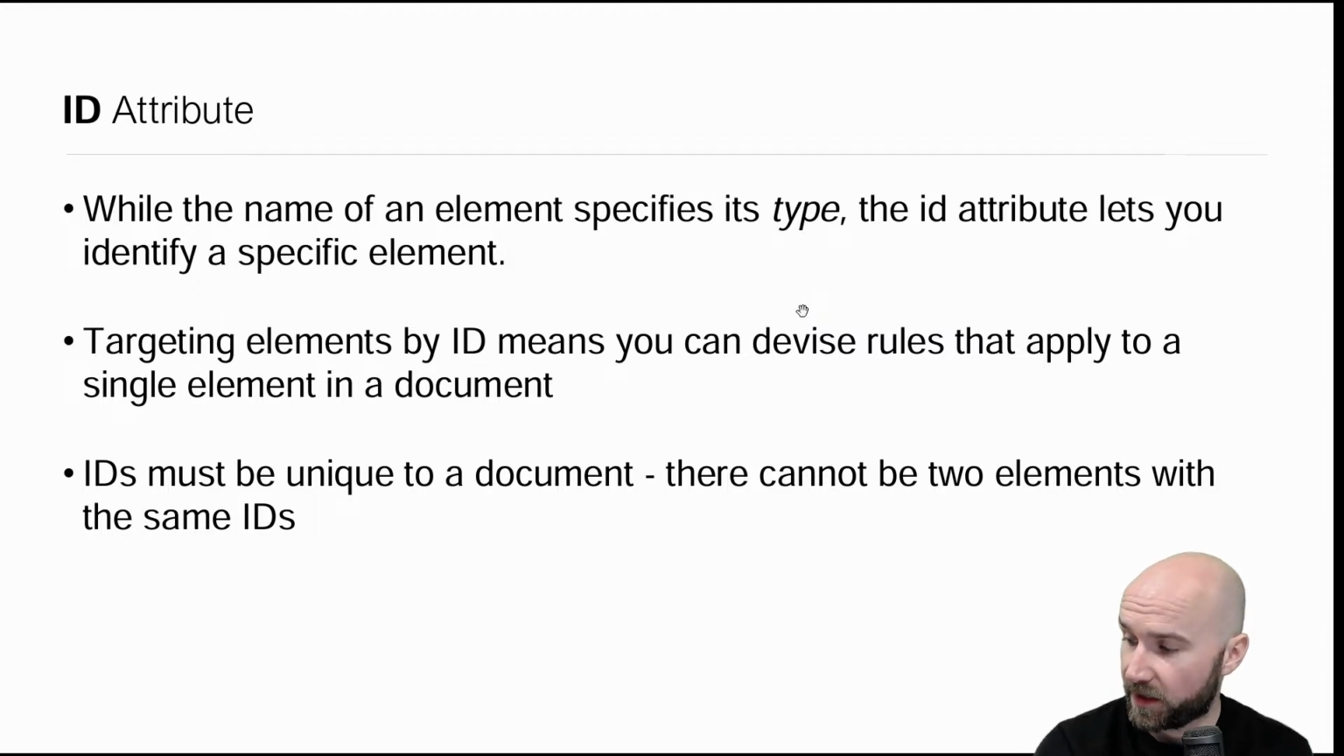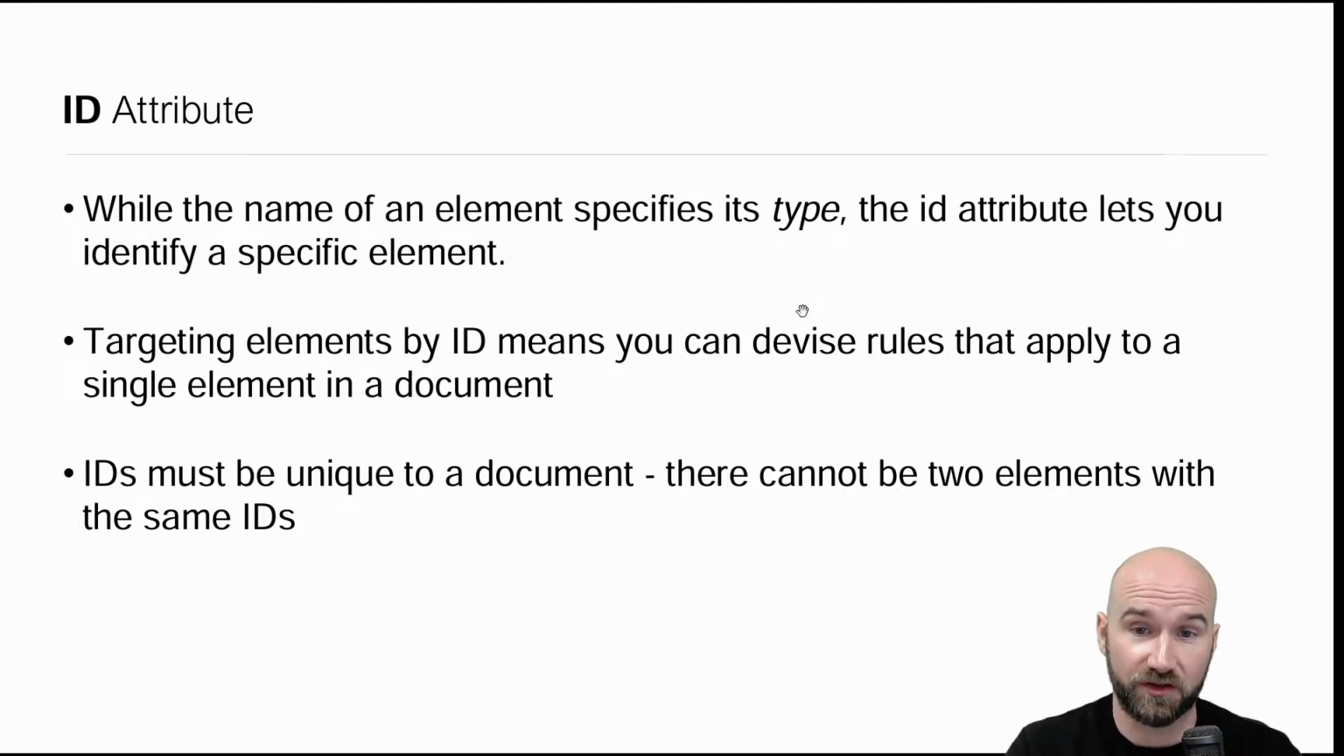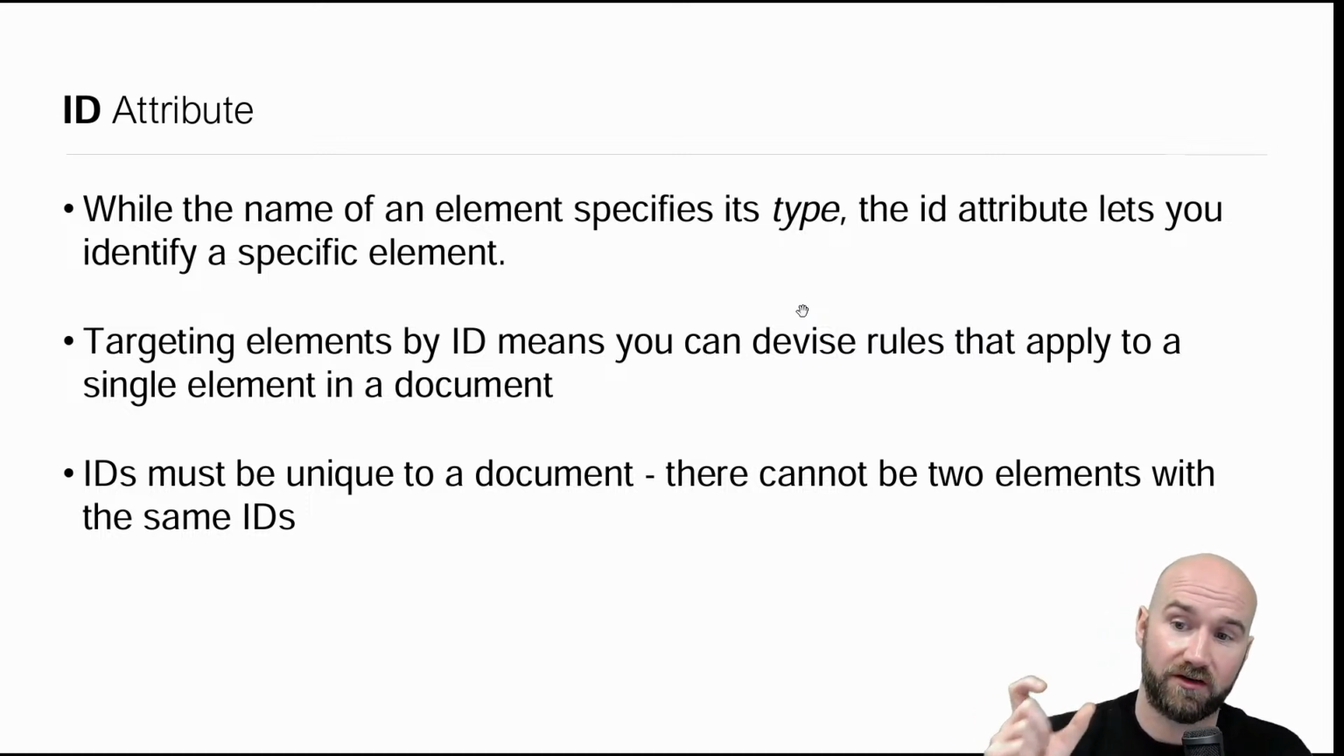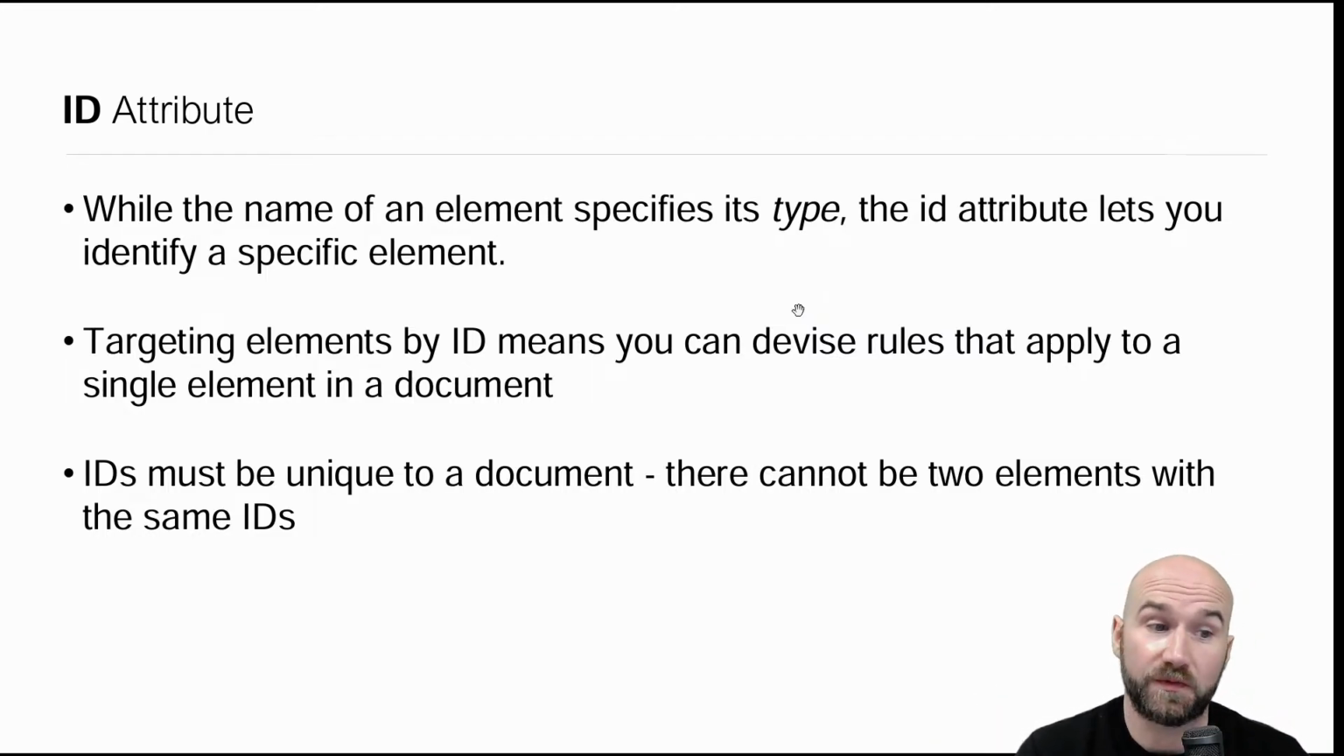Now, we do have the ID attribute as well. So I'll read from the slide to get it fully correct. While the name of the element specifies its type, the ID lets you identify a specific element. So if you want to target elements by ID, it means you can devise rules to pick out a specific paragraph buried in your page somewhere, or a button or something like that. IDs must be unique to the document.